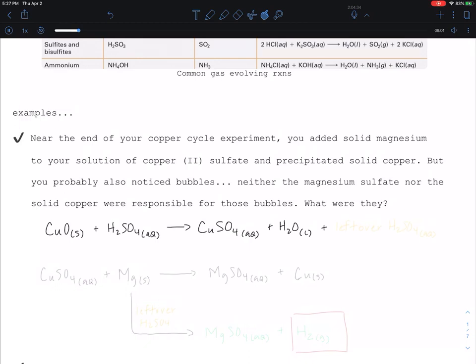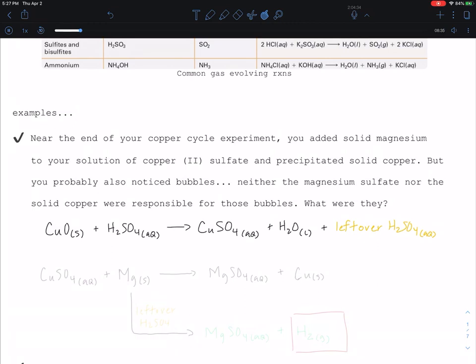But what if you didn't need all 10 milliliters, right? What if you only needed, say, 6 milliliters? Then you might have some leftover sulfuric acid, right? Aqueous. And here's the deal, you guys, you wouldn't see it, right? Because it's also clear and colorless. So the important thing to note about this is that it's there, even though you don't see it.